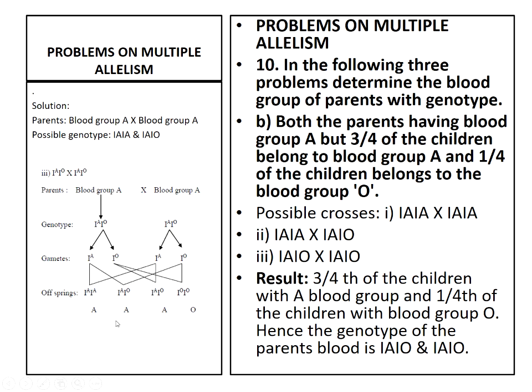So here the result obtained is 3/4 of children with blood group A and 1/4 of children with blood group O. Hence the genotype of the parents is IAIO and IAIO. The possible offsprings produced are 3/4, that is 3 among the 4 individuals having blood group A, and 1 among the 4 offsprings belonging to blood group O.